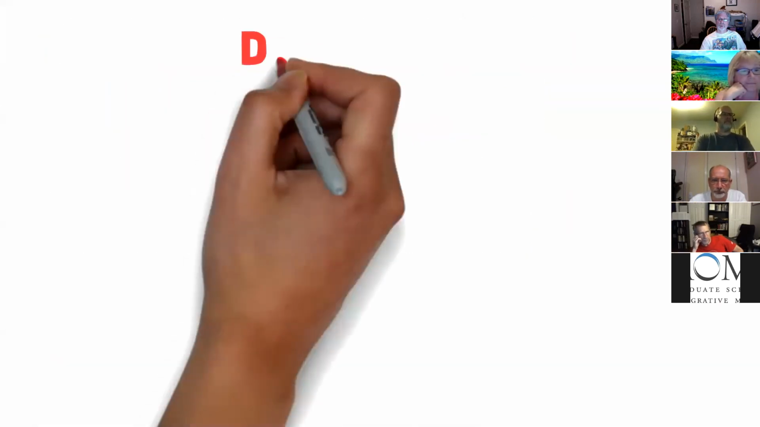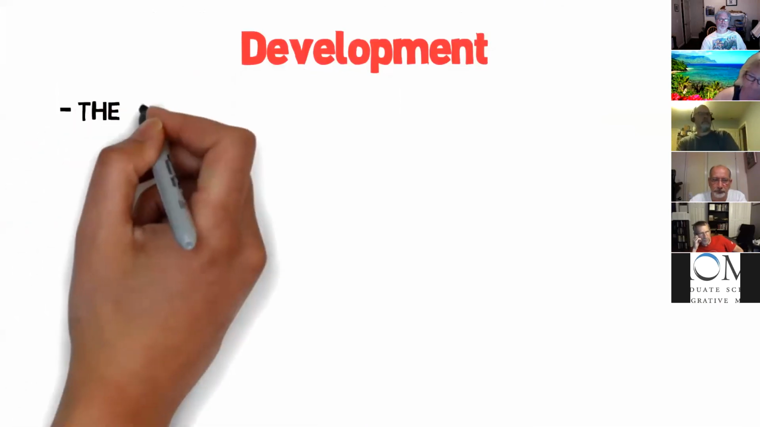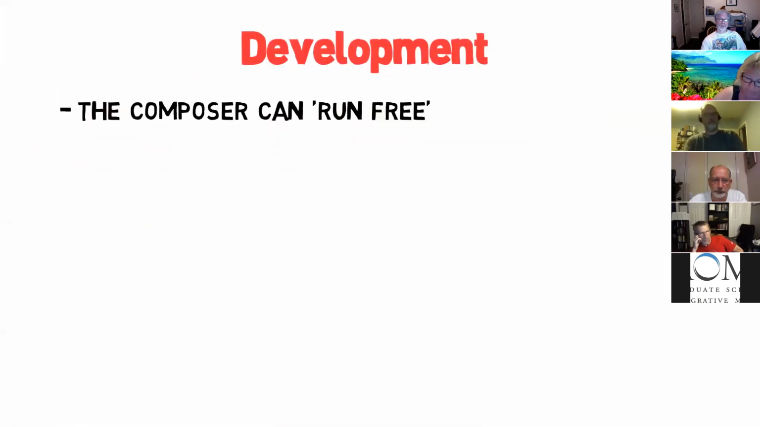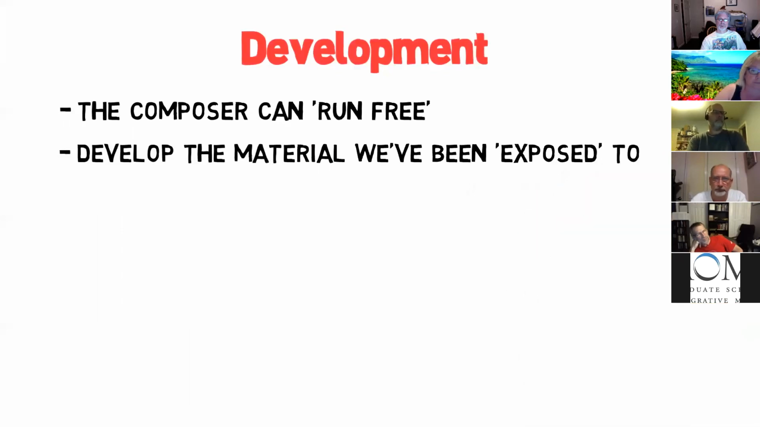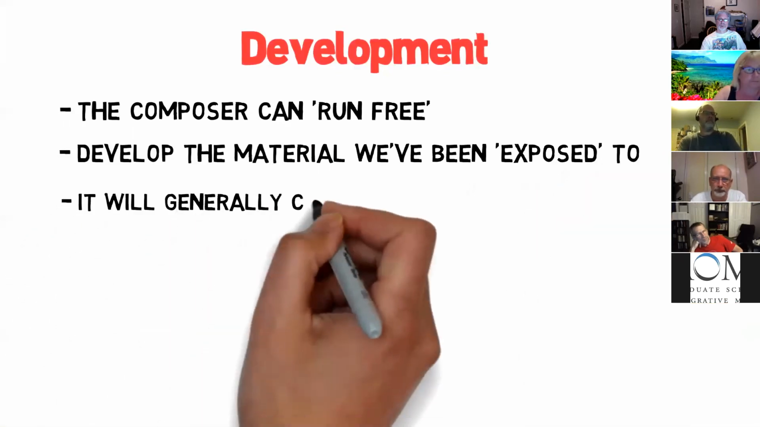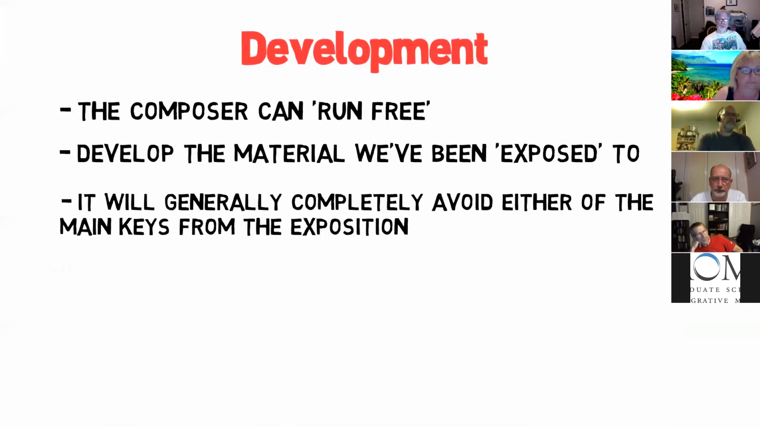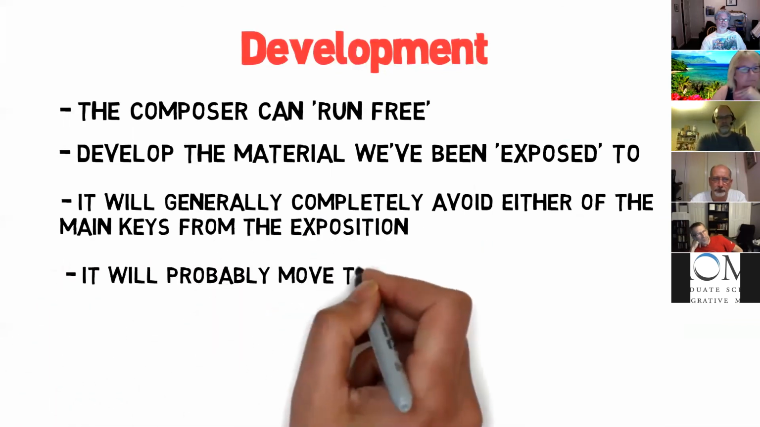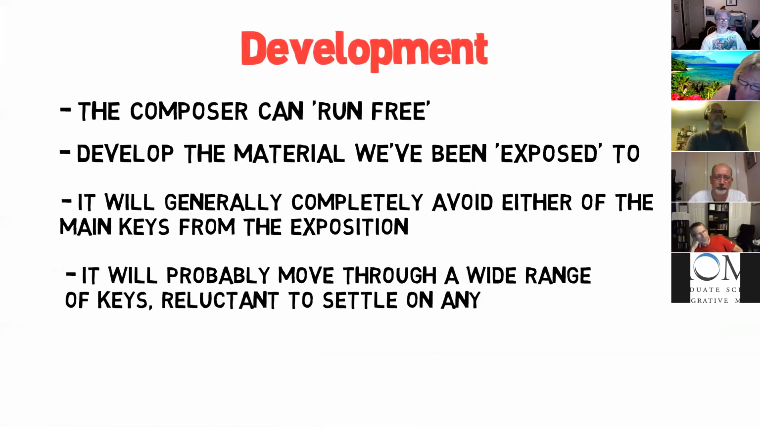Next comes the development, and this is a point of major interest in the piece, where the composer can run free and do crazy and creative things with their ideas. So the point is to develop the material we've already been exposed to. Importantly, it will generally completely avoid going into either of the main keys we heard in the exposition. Instead, it'll probably go through a wide range of keys and be reluctant to settle on any of them. Apart from this, there are no real rules for the development section, and different composers will do things very differently.